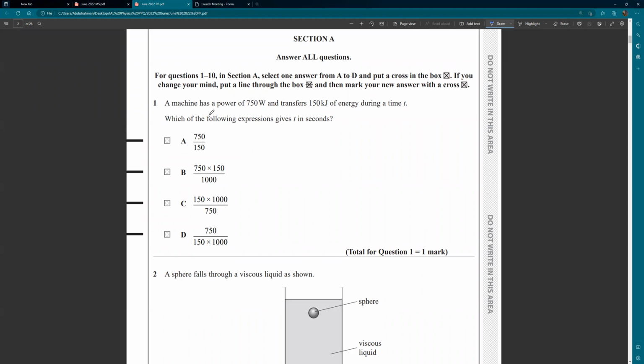So question one, a machine has a power of 750 watts and transfers 150 kilojoules of energy during a time t. So already I know I might have to convert. Which of the following expressions gives t in seconds? So you'll start with the equation, which is power is energy over time. The energy transferred is 150,000, so 150 times 1,000. And the time is what you're trying to work out. So rearrange, I guess. So t is equal to E over P, which is 150 times 1,000 over 750 watts. Right, that's the power, which is C.